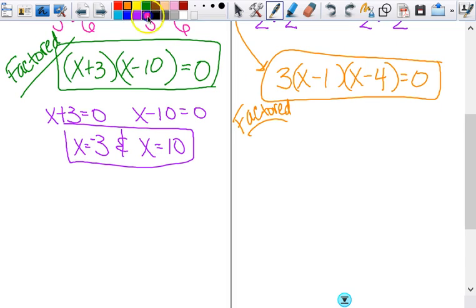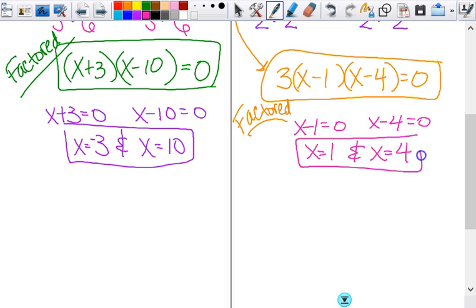Then you continue on and solve. So x minus 1 equals 0, x minus 4 equals 0. So x equals 1 and x equals 4. Make sure you're showing your work. Make sure that you are factoring it all the way and have it factored. Don't lose your 0. Don't lose your GCF. Show your work. Make sure you understand the process.